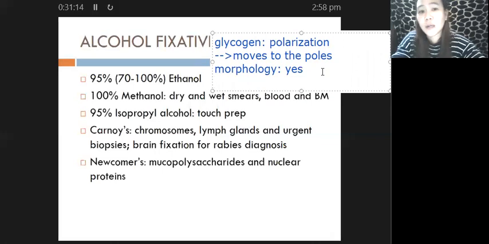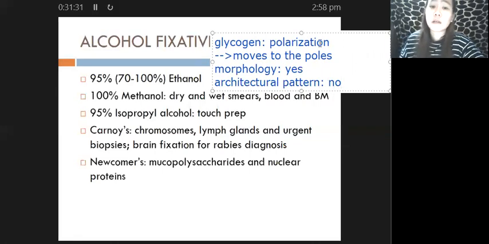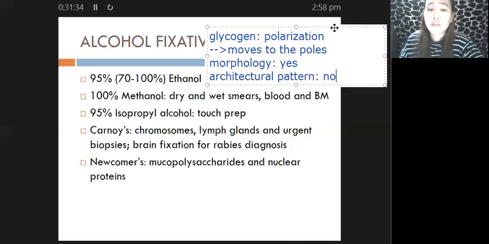So yes, we are able to preserve the morphology, but if we look at the architectural pattern, that means the location or the arrangement of your glycogen in your cells, then the answer is no. We are not able to preserve the architectural pattern of your glycogen granules in your cell because they undergo polarization, which involves the movement of your glycogen granules to the poles of your cell.